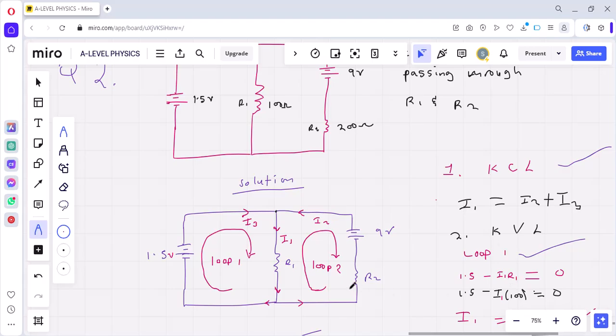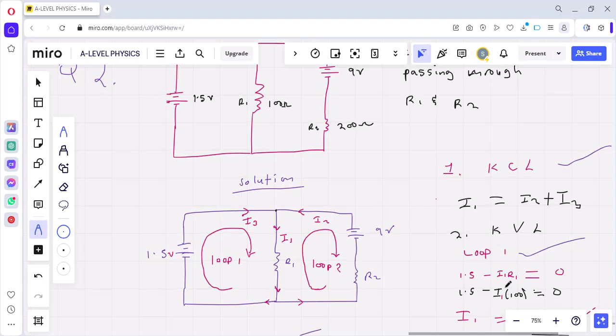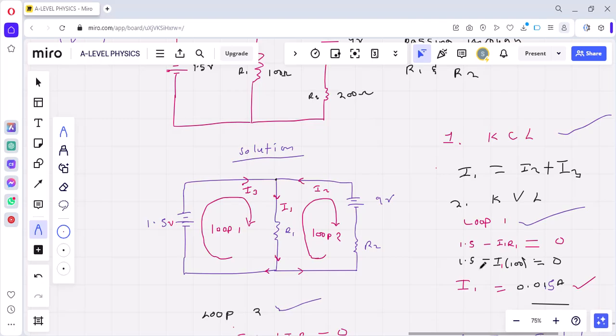Since I know the value of the resistor, that is 100 ohms, I can directly solve for I1 by substituting. So you have 1.5 minus I1 times 100 equal to 0. For I1, by taking this to the other side, it will be negative, so 100 I1 is equal to 1.5. You divide throughout by 100, and what you get is positive, meaning that the direction I chose for the current this time is correct, since the answer is positive.